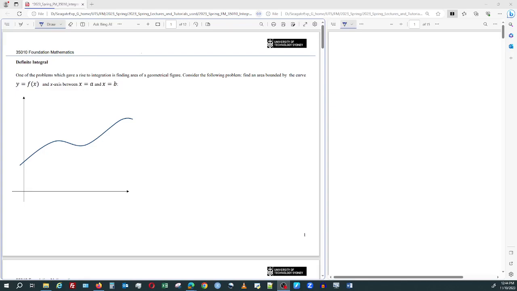Alright, welcome back to our continuation of integrals. And now we move over to our definite integral, which is very much in the first stages. These first few pages would be considered an analysis type idea.